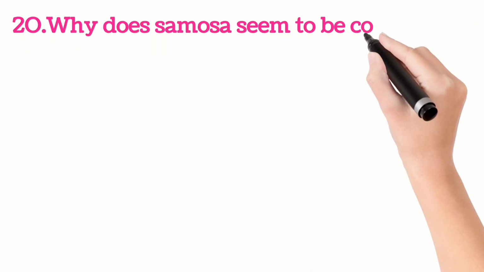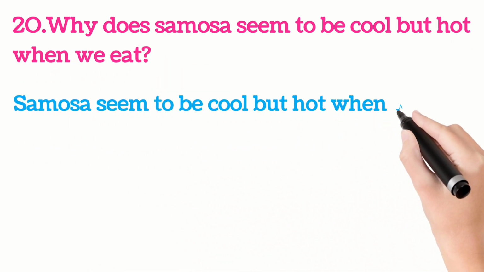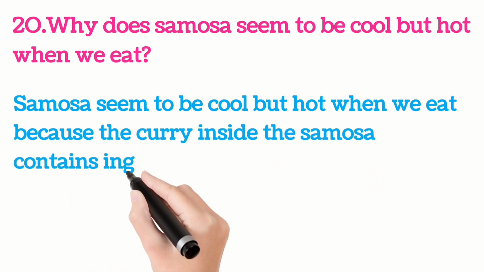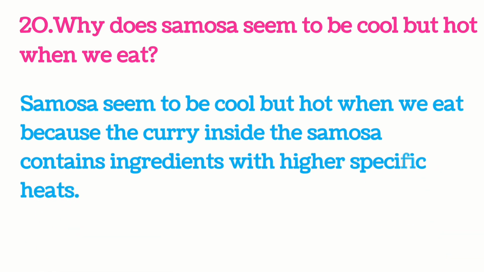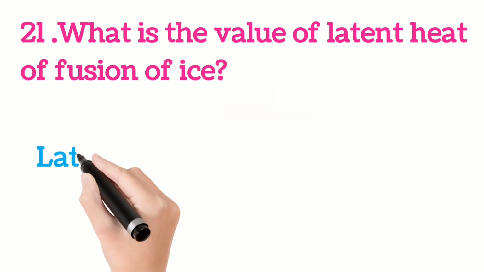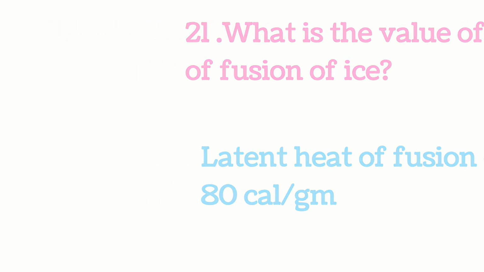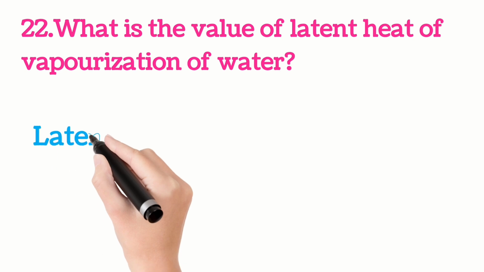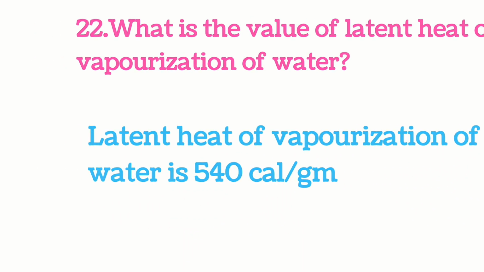Why does a samosa seem to be cool but feel hot when you eat it? A samosa seems to be cool but feels hot when you eat it because the curry inside the samosa contains ingredients with high specific heats. What is the value of latent heat of fusion of ice? Latent heat of fusion of ice is 80 calorie per gram. What is the value of latent heat of vaporization of water? Latent heat of vaporization of water is 540 calorie per gram.